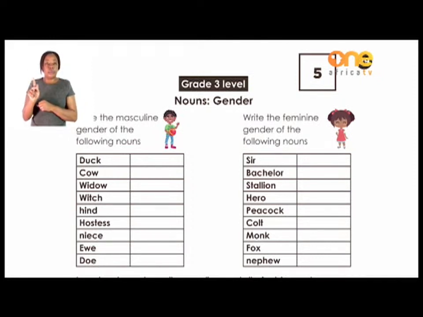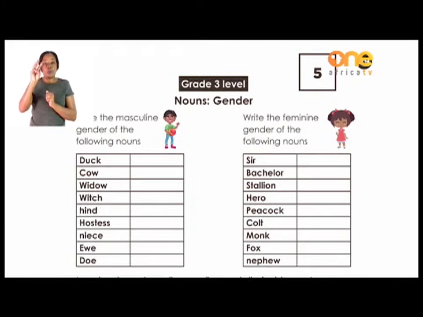Okay, now we are given the first word, a duck. A duck, that is a female, a girl. If it's a boy, then we'll say it's a what? Then we say it's a drake. A drake. A cow is a female. If it is the boy side, we say it's a bull. A widow, someone who lost a husband, it's a woman. We say she is a widow. And the boy side, we say he's a widower.